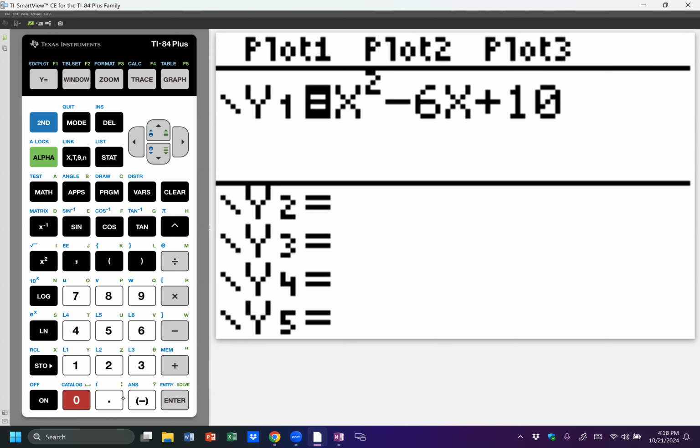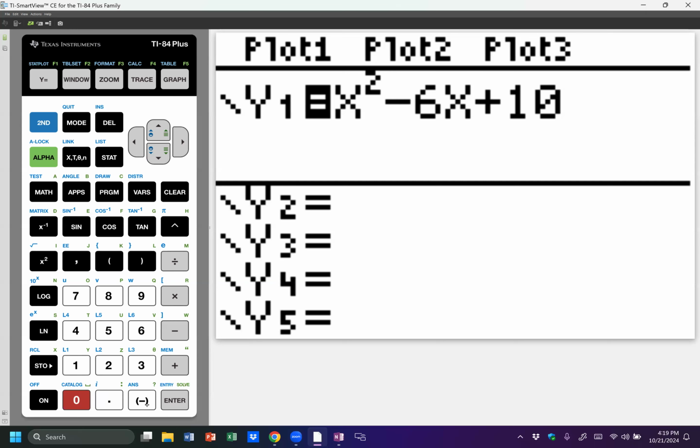Double check your equation. Make sure the equation in your calculator looks just like what's on your paper. We don't type the y equals, it's already in there. We just start with the x squared minus 6x plus 10. Make sure it's a minus sign, not a negative. So you're pushing the minus that's next to the number 6, not the negative that's at the bottom. So it's x squared minus 6x plus 10. First thing you do, y equals, type the equation.